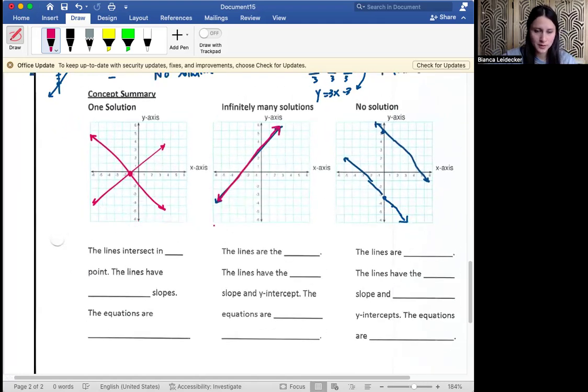Let's describe what this is talking about. With one solution, the lines intersect in one point. The lines have different slopes. And the equations are consistent and independent, using the words that we've written above: consistent and independent.